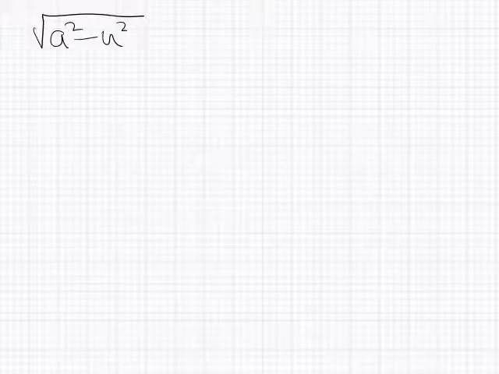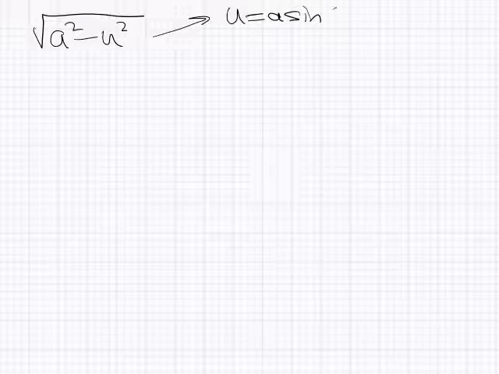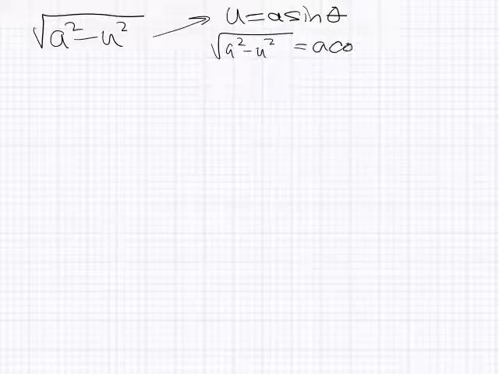Now, I talked about how the square root is not really the most important part of determining the substitution. It's what's inside the square root. So when we say we have the square root of a squared minus u squared, that automatically dictates that u should equal a sine theta, so that the square root of a squared minus u squared could equal a cosine theta.